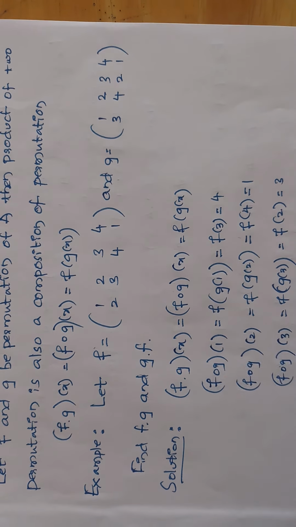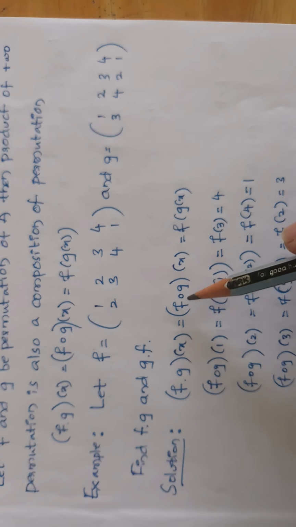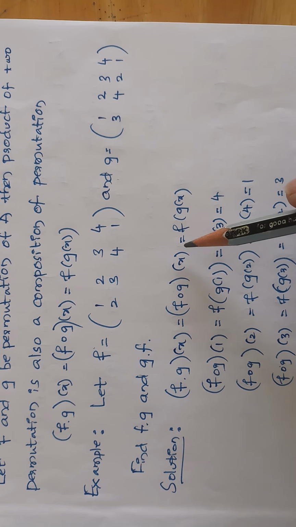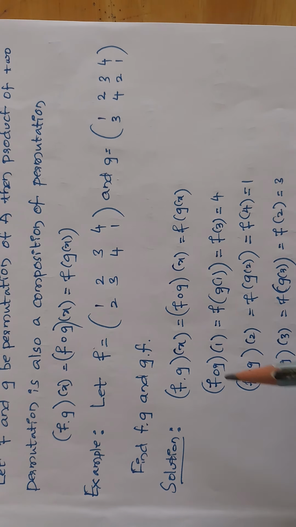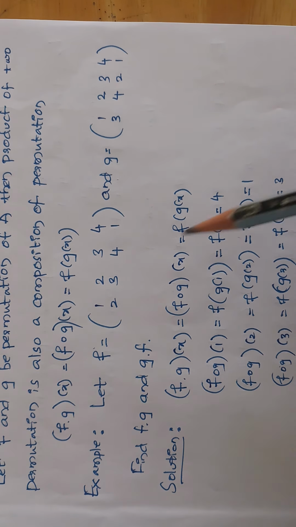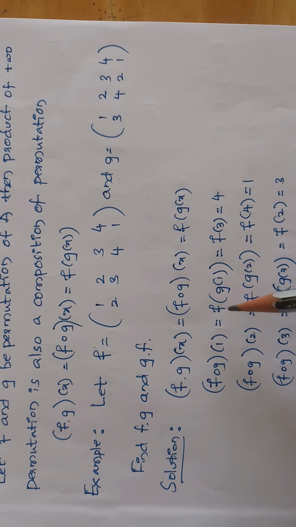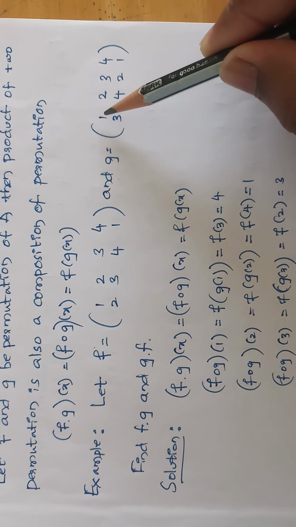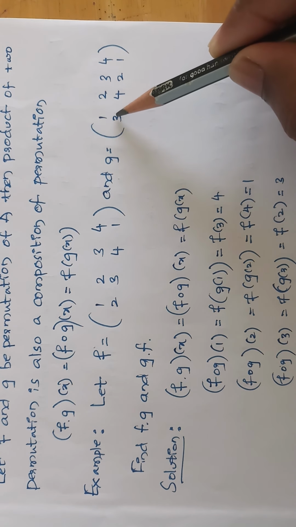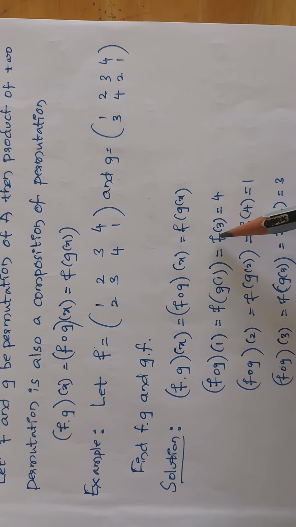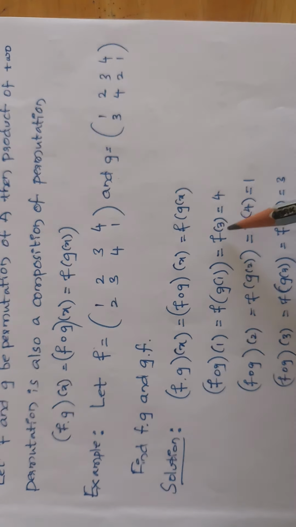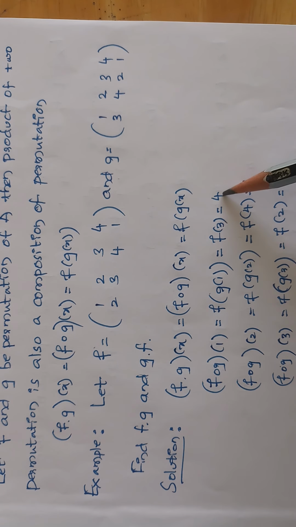So fg of x can be written as f∘g of x, or f into g of x. Okay, so (f∘g) of 1, so f into g of 1, can be written as f of g(1). So your g(1) is what? g(1), 1 goes to 3. Okay, 1 goes to 3. So here I am writing f of 3, and f of 3 is what? 4.